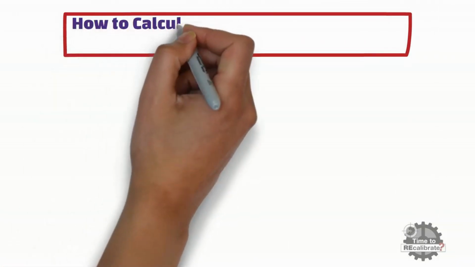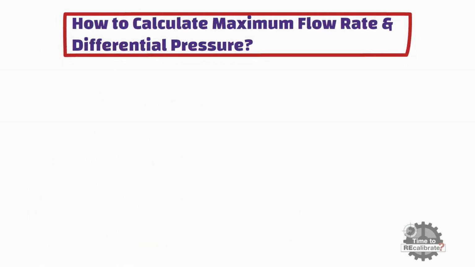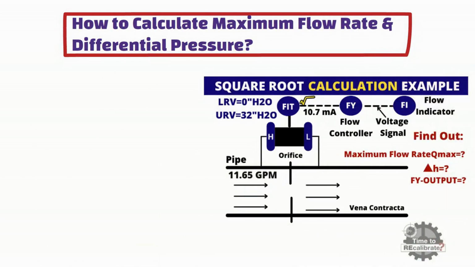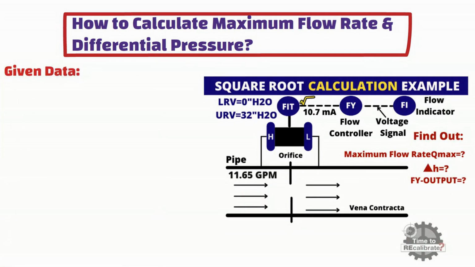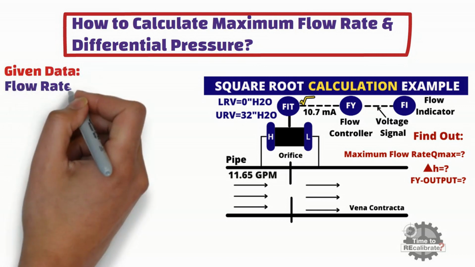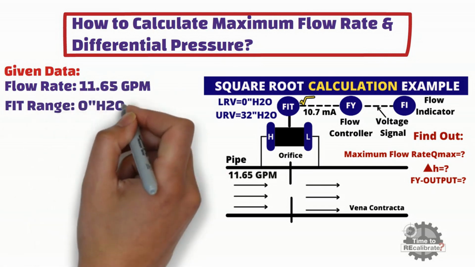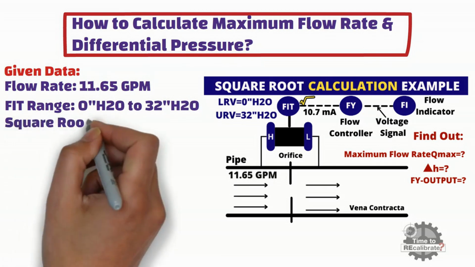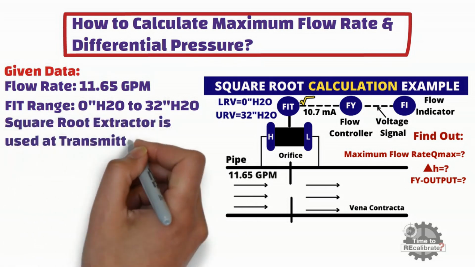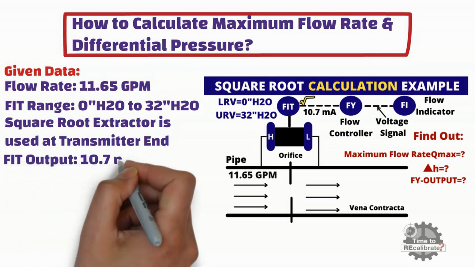To calculate maximum flow rate and differential pressure in the following example, first of all, we will write down all the information which is already given in this example. As you can see from the picture, flow rate is 11.65 GPM. 0 to 32-inch H2O is the range of the flow indicator transmitter, and a square root extractor is being used at the transmitter end. 10.7 milliamperes is the output of the transmitter.